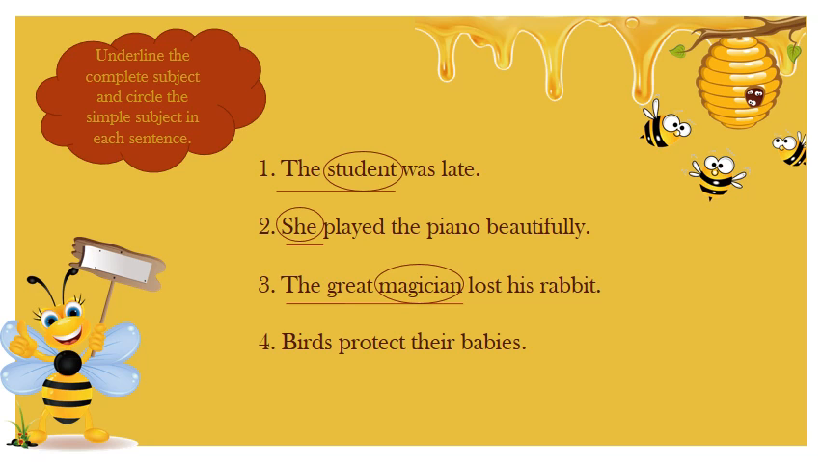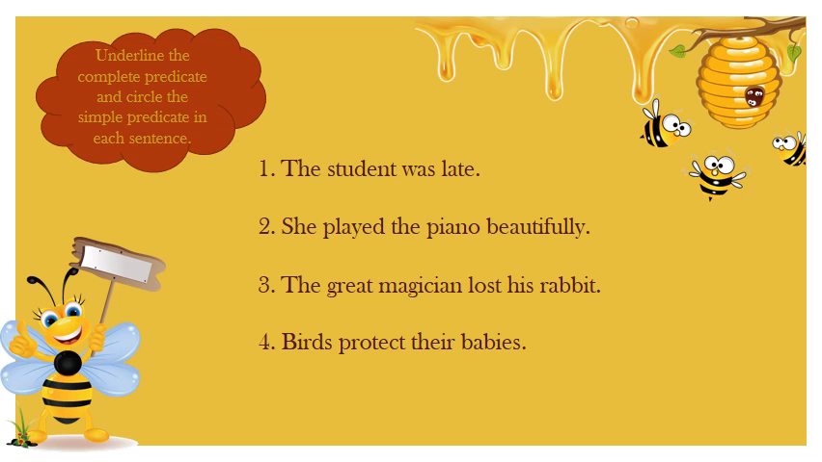Four, birds protect their babies. Who or what am I talking about? Birds. Excellent. Birds is the complete subject and it's the noun. Here I used only this noun, so it is also the simple subject. You see, it's similar when I use a pronoun or just one noun in the subject. We consider it the simple subject and the complete subject at the same time.